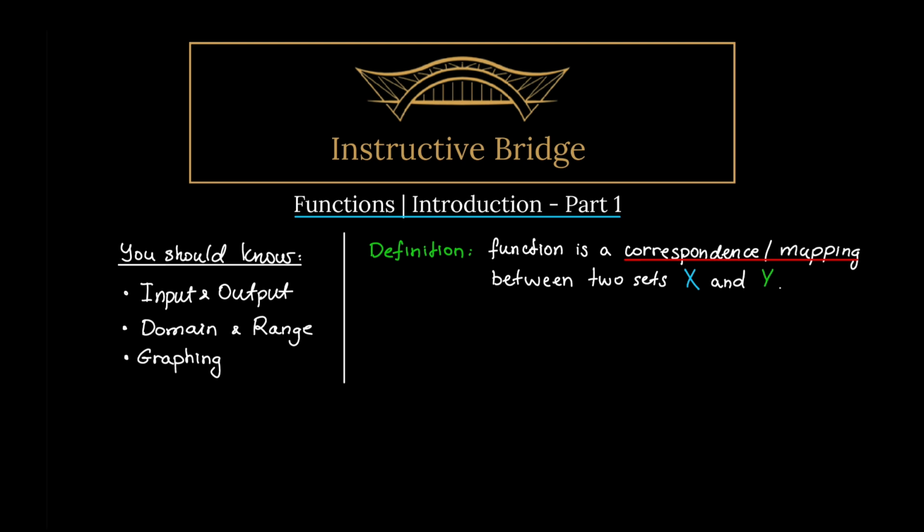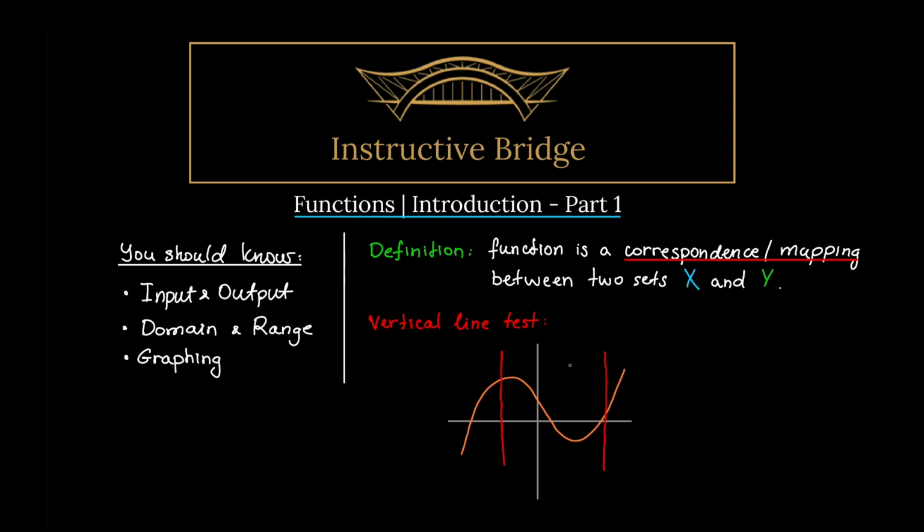You might have heard something about the vertical line test. If I grab a function on our Cartesian plane, and then I draw a vertical line anywhere on the plane, it only crosses our function at one specific point. That means it is a function, which is what the definition states. Each element of set x corresponds to exactly one element in the set y.